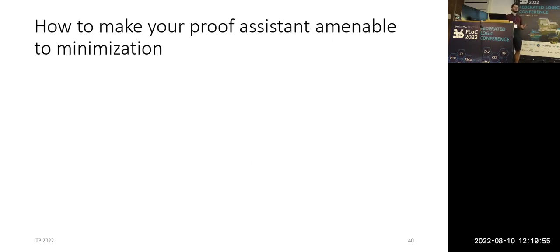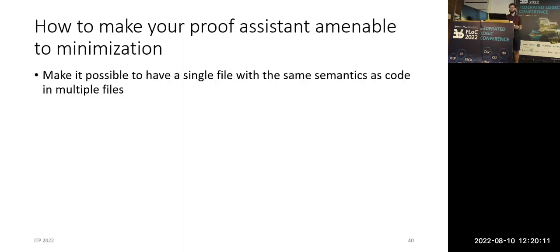I expect that some of you in the audience might be proof assistant developers, possibly not of Coq. And so I want to leave you with some tips of how to make your proof assistant amenable to minimization. And this might be of interest even if you're not a proof assistant developer. First, make it possible to have a single file with the same semantics as code in multiple files. This is not essential, but it is very useful for minimizing the complexity of the minimal test cases.